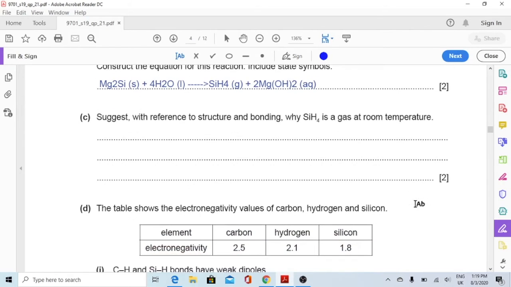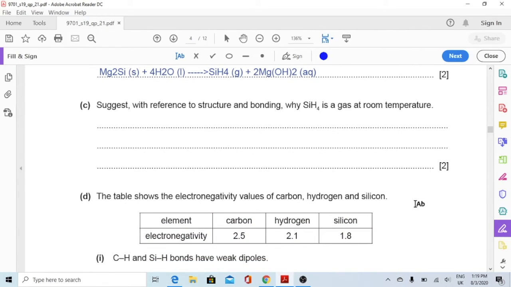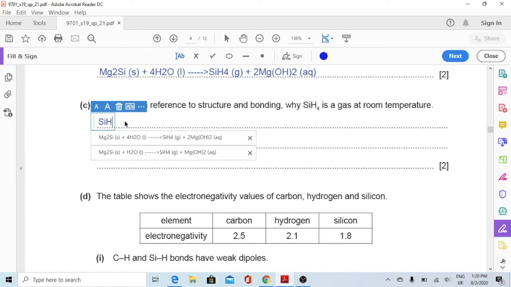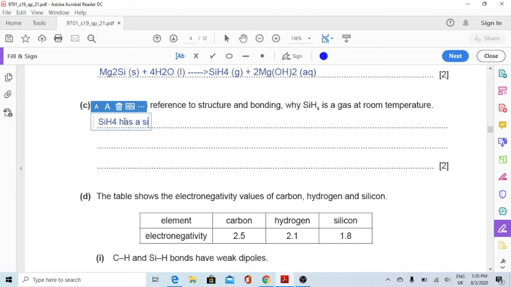Alright, now part C, suggest with reference to structure and bonding why SiH4 is a gas at room temperature. So SiH4, since both of them are non-metals, there must be covalent bonding in between them. And why they exist as a gas at room temperature is due to them being a simple molecular structure, because SiH4 has a simple molecular structure with weak intermolecular forces.